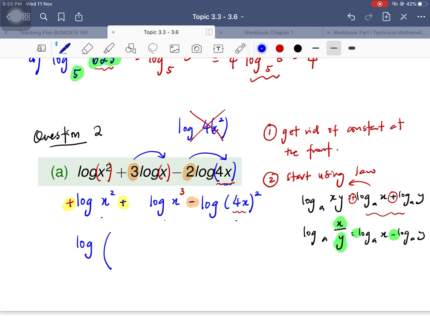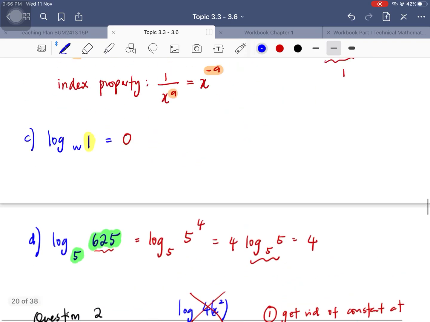So for this case, these two terms are positive, so they're going to go on top. I'm going to have x squared multiplied by x cubed, and this is minus, so it's going to be at the bottom. I'm going to have 4x squared, which I can actually write as 16x to the power of 2. Of course, we can simplify this. I can write this as log, and these two are going to cancel each other. So let me use a different color so we can see that clearly. Therefore, this simplifies to x to the power of 3 over 16. That is going to be our simplest form of log x squared plus 3 log x minus 2 log of 4x. So that is for A.